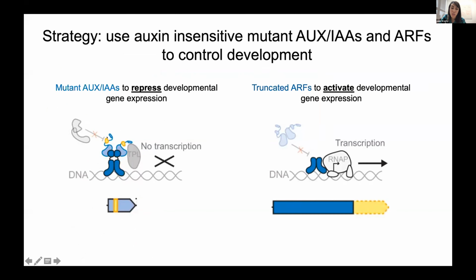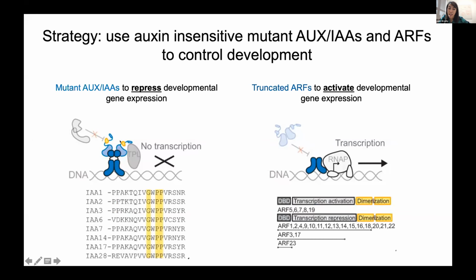If you mutate specific regions of these Aux/IAAs, you can make them immune to TIR1 and the presence of auxin, so that even when there's a high amount of auxin in the plant, these proteins will continue to repress the ARFs that they usually bind to and prevent the transcription of downstream genes. And similarly, but in the opposite direction, if you truncate off the region of the ARF that is bound by the Aux/IAA, you would have a version of this protein that cannot be repressed, and therefore wherever it is expressed, it should initiate the transcription of its downstream genes.